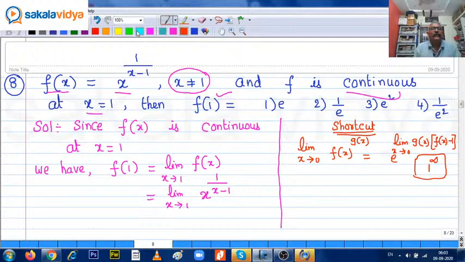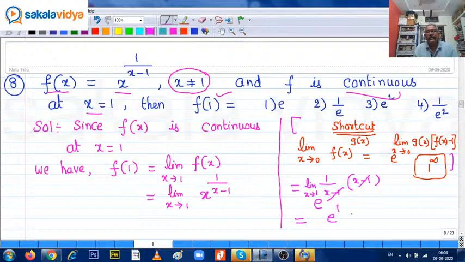Now applying this shortcut, we get f of 1 is equal to e raised to limit x tends to 1, where g of x is 1 upon x minus 1 times f of x minus 1, which is x minus 1. X minus 1 gets cancelled. E to the power of 1 is e. This is the answer.